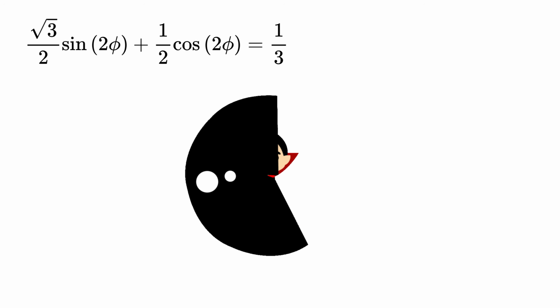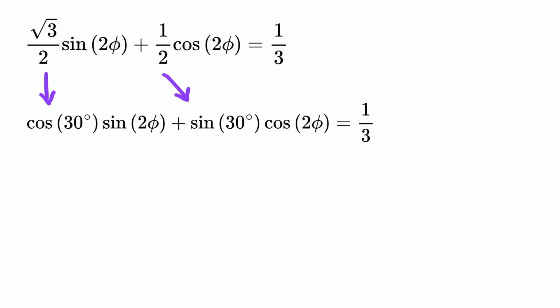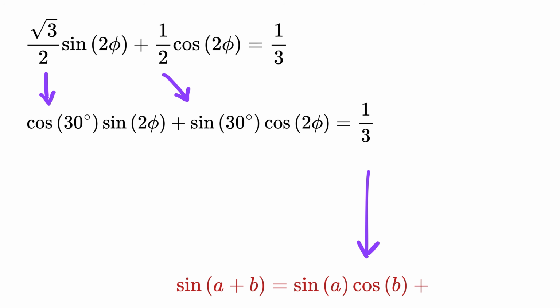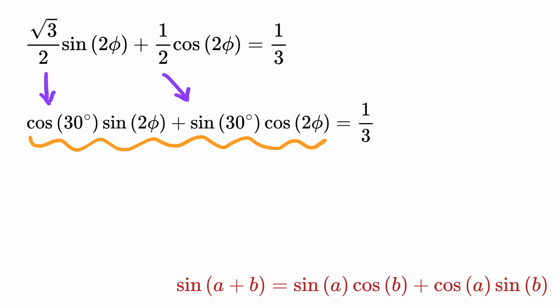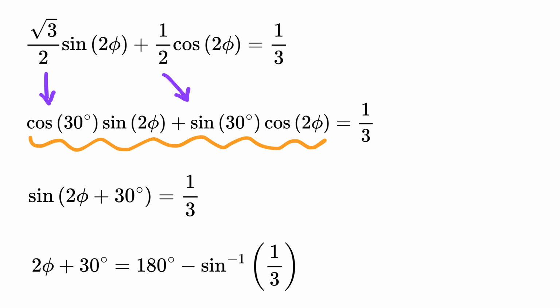Now here comes the second magic. We know that root 3 over 2 is cos 30 degrees, and half is sine 30 degrees, so we have this. Now we also know that sine of angle A plus B equals sine A cos B plus cos A sine B. So this whole thing is the same as sine of 2 phi plus 30 degrees, which equals 1 over 3. Now the general solution for this is 2 phi plus 30 equals 180 minus sine inverse 1 over 3 plus 360 times n.